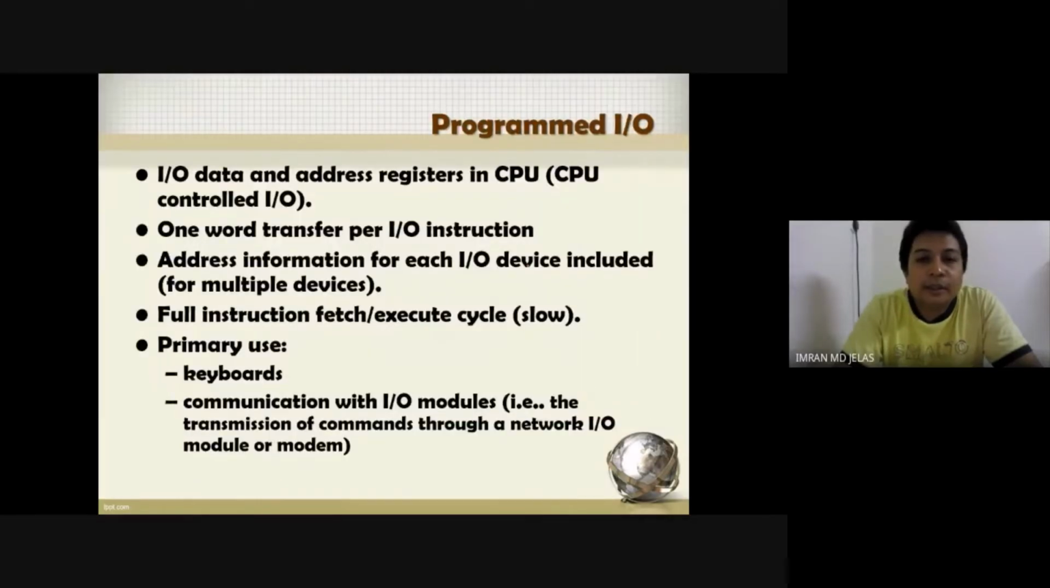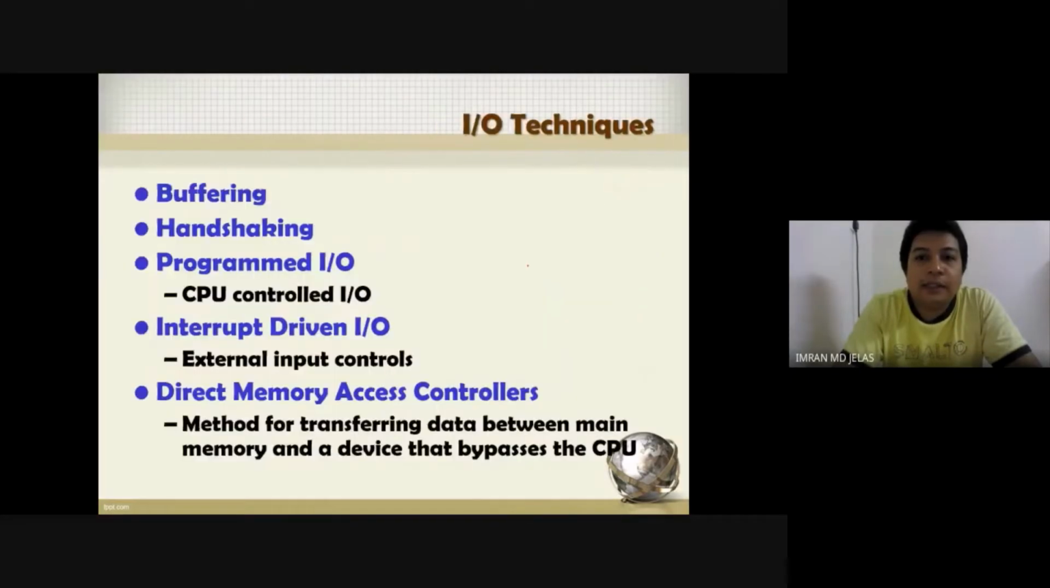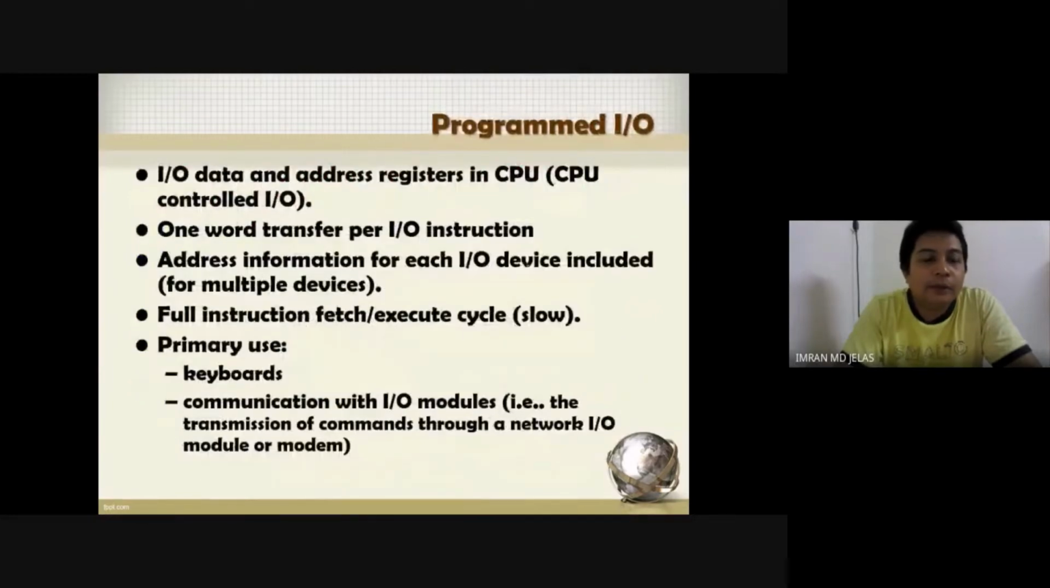So another kind of IO technique is called program IO. In program IO, input or output data and the address are held in registers in the CPU. So there is one word transfer per IO instruction. Address information for each IO device is included for multiple devices. The full instruction fetch and execute cycle is slow. So it is primarily used for the keyboard.